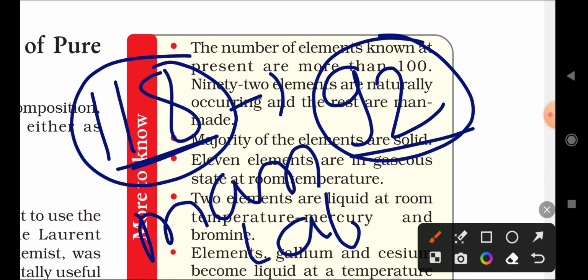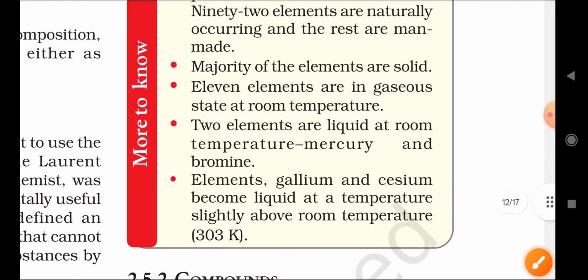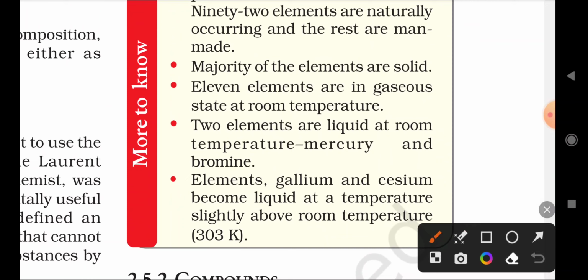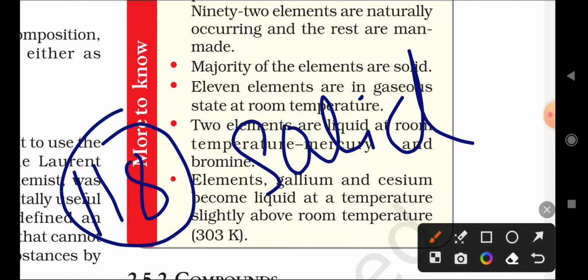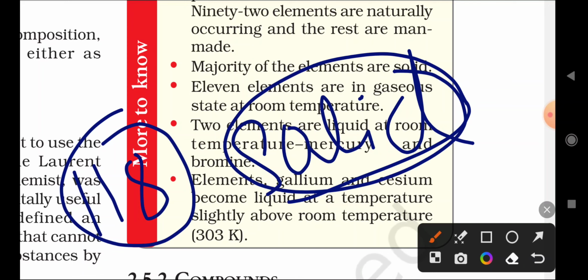Remember, the total number of elements is 118. About 118, 92 are naturally occurring elements. Next, the majority of the elements are solids. From the 118 elements, most of them are in the solid state. Remember that.